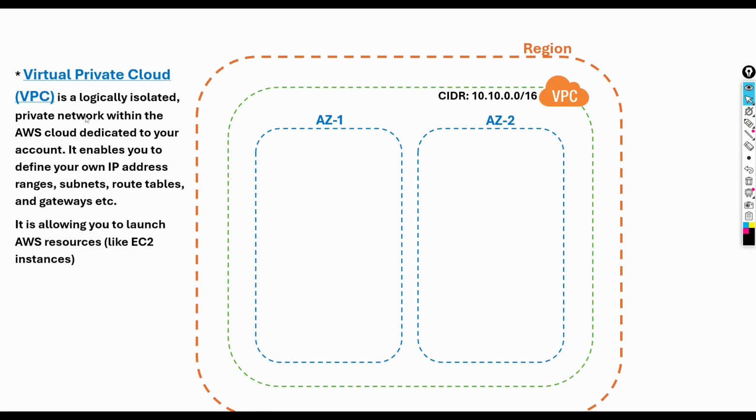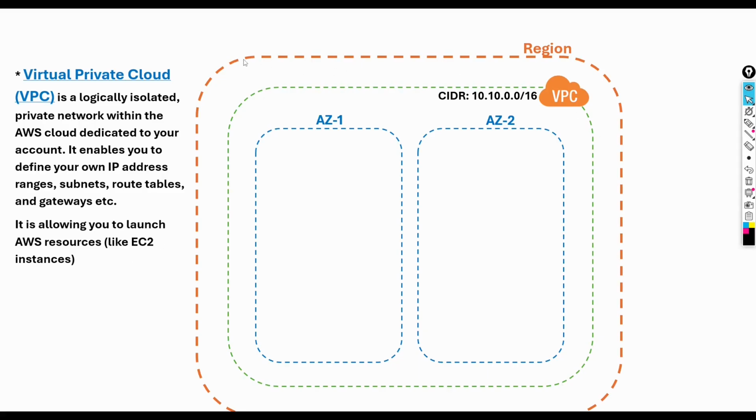Next topic is Virtual Private Cloud, VPC. A VPC is a logically isolated private network within the AWS cloud dedicated to your account. It enables you to define your own IP addresses, subnets, route tables, gateways, etc. It allows you to launch AWS resources like EC2 instances, which are nothing but the servers or databases that we launch over EC2.